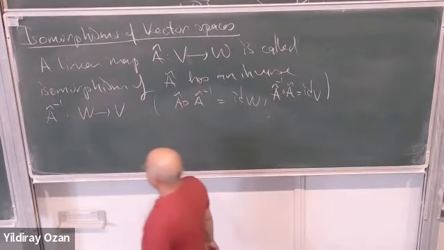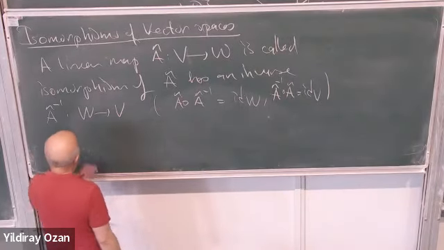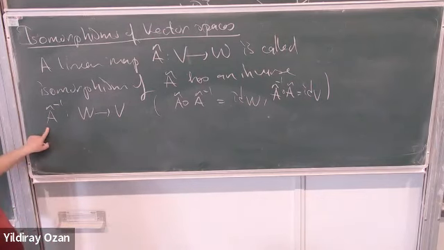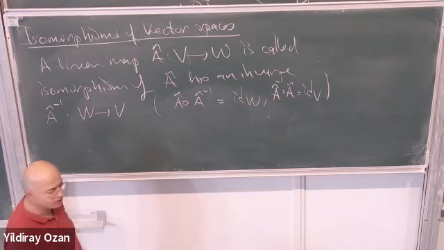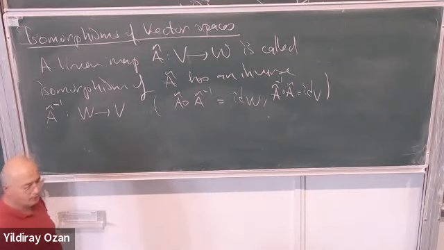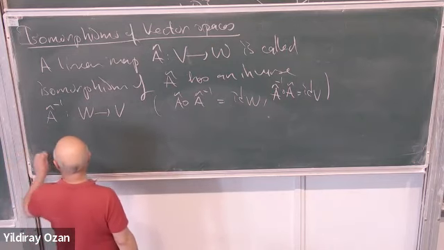The thing is the following. If you have an isomorphism, then they have the same dimension, at least if they are finite dimensional.